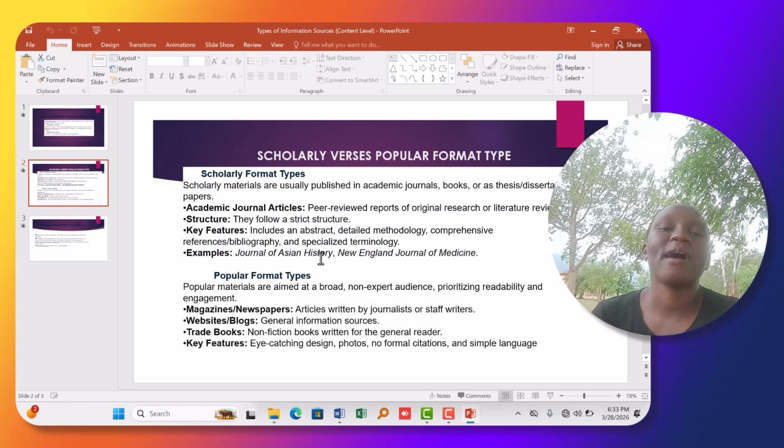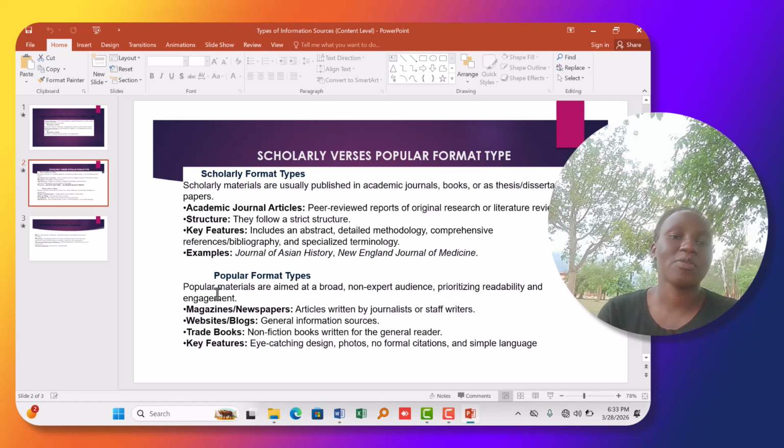Then, as we were talking about the scholarly versus the popular format types, we also have the popular format types. We have the popular materials aimed at a broad non-expert audience, prioritizing readability and engagement. And on popular format types, we have the magazines or newspapers. These are articles written by journalists or staff writers. The websites and blogs are also another example of the popular format types. It talks about the general information sources.